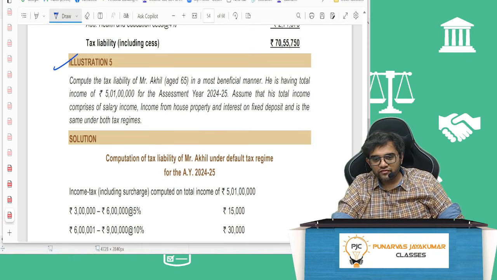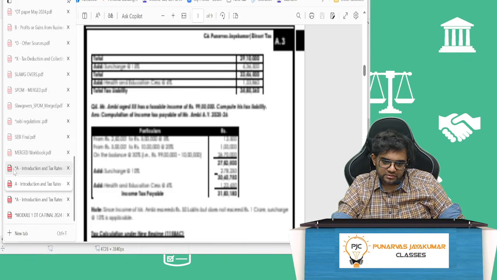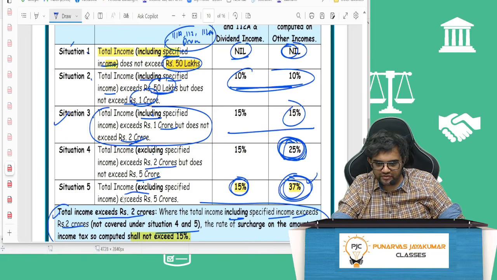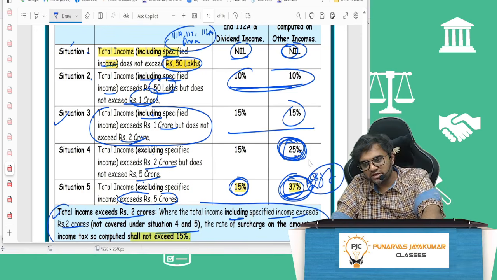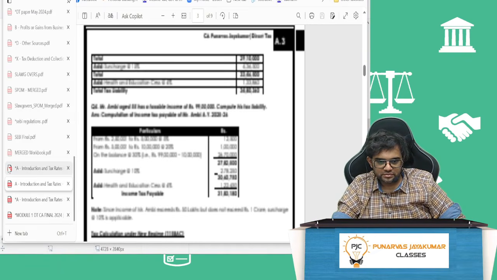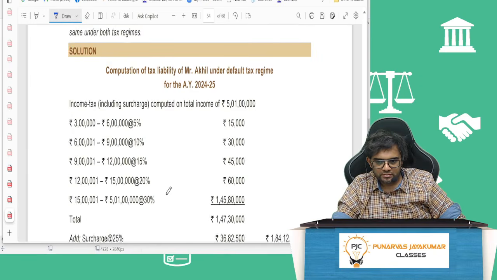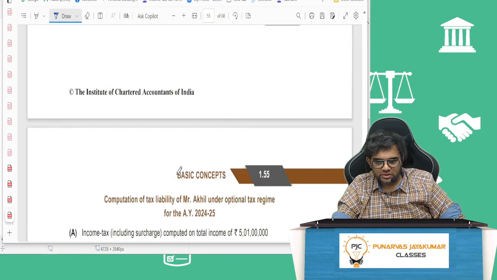This fellow is earning 5 crore 1 lakh. This 5 crore 1 lakh is exceeding 5 crore. Old regime 37%. New regime, I told you 25%. Would there be any problem? Both ways 25 only, no? Is there any marginal relief? Let's see. This is an interesting question. Is it there or not? We'll see.